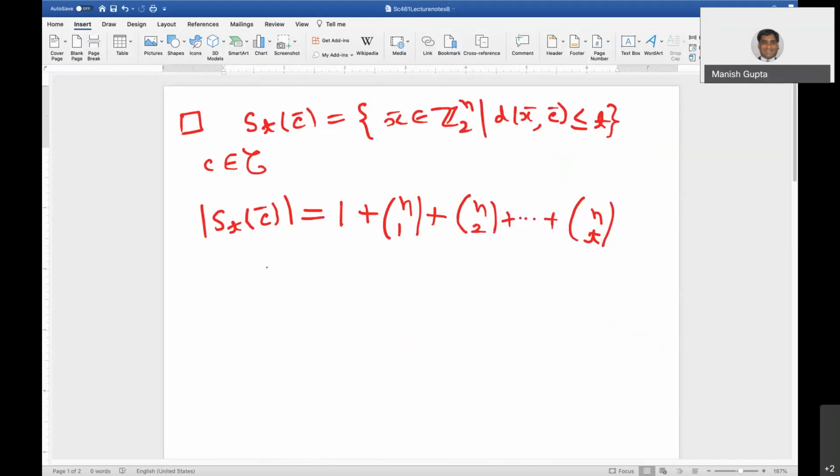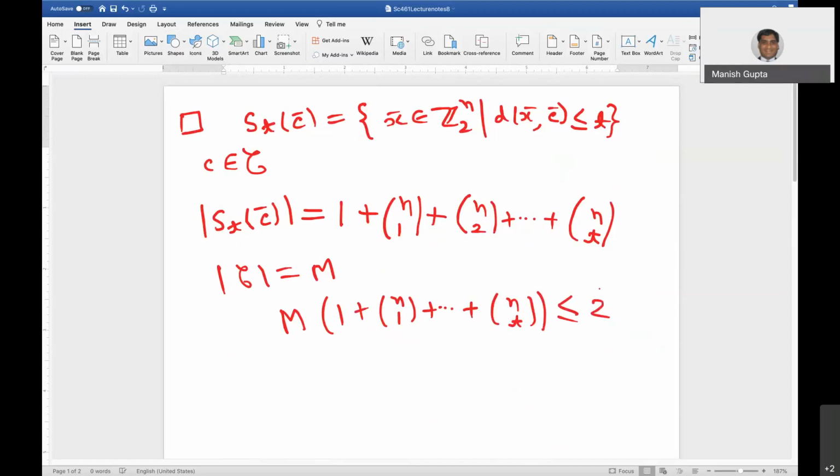Now we know that the size of C is capital M, right? So the total number of vectors in all the spheres will be M times (1 plus n choose 1 plus dot dot dot plus n choose t). This quantity cannot exceed the total number of vectors in the space, which is 2 raised to the power n, right? So we arrive at our beautiful result known as the sphere packing bound.